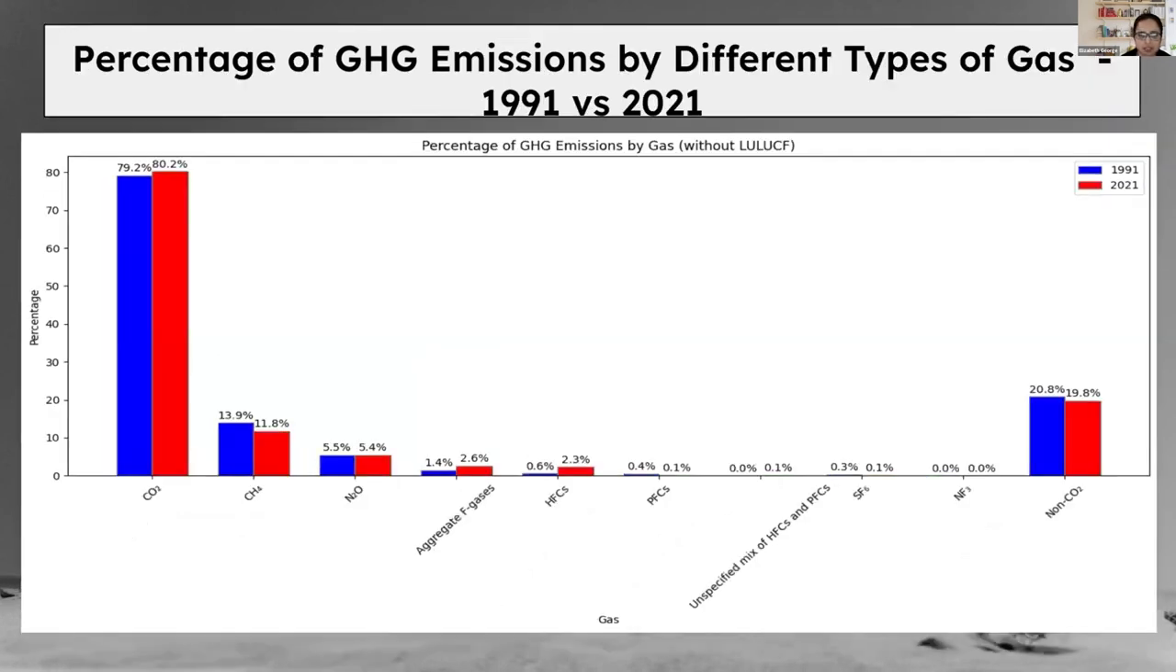Let's move to the next chart. That's a bar chart explaining the comparison of emissions by different types of gases. Here, the x-axis shows different types of gases, and it is clear that carbon dioxide is the main greenhouse gas with the high emission rates. As we all know, as the carbon dioxide increases, the temperature increases too.